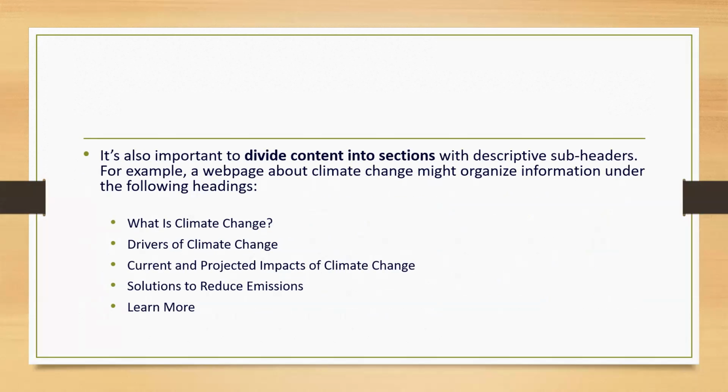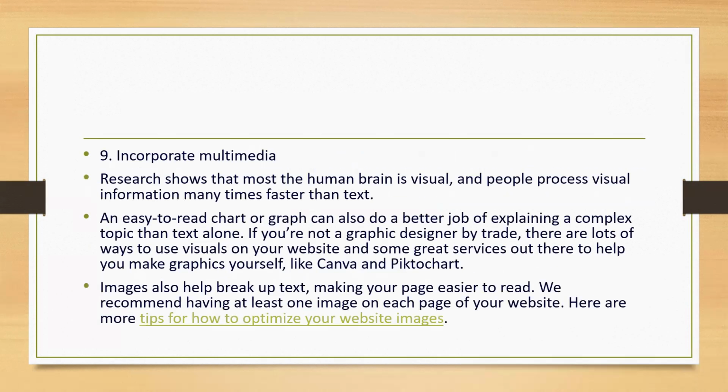It's also important to divide content into sections with descriptive subheadings. For example, a web page about climate change might organize information under the following headings. What is climate change? Drivers of climate change, current and projected impacts of climate change, solutions to reduce emissions, and learn more.